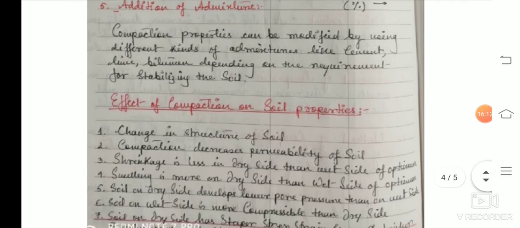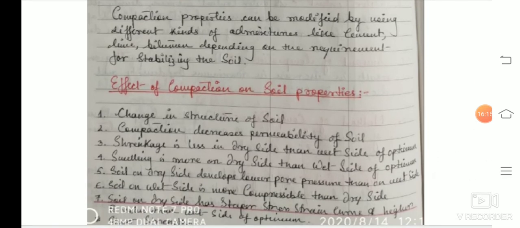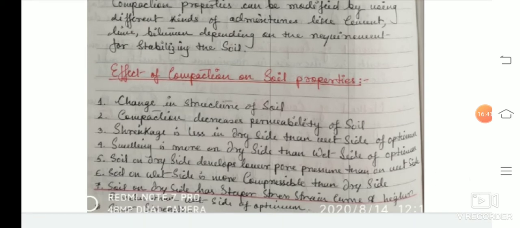So let us now shift to the effect of compaction on soil properties. So what does compaction do for the soil? The main aim of compacting a soil is what? We are improving some desirable properties of the soil. So what are the properties that are desirable for a soil? That is reduction in compressibility, water absorption and permeability, increase in soil strength, increase in bearing capacity, and changes in swelling and shrinkage characteristics. So these are the main desirable properties that we want for a particular type of soil.